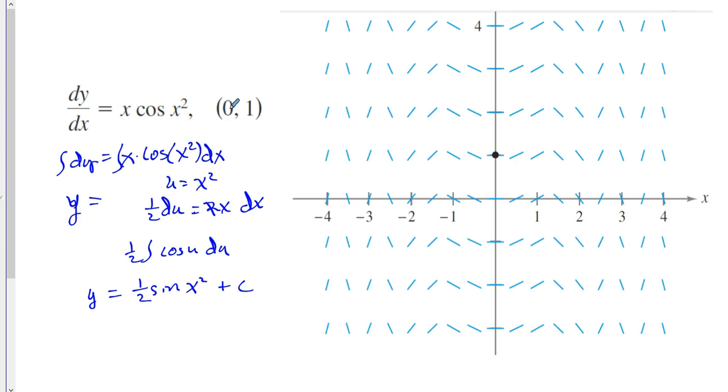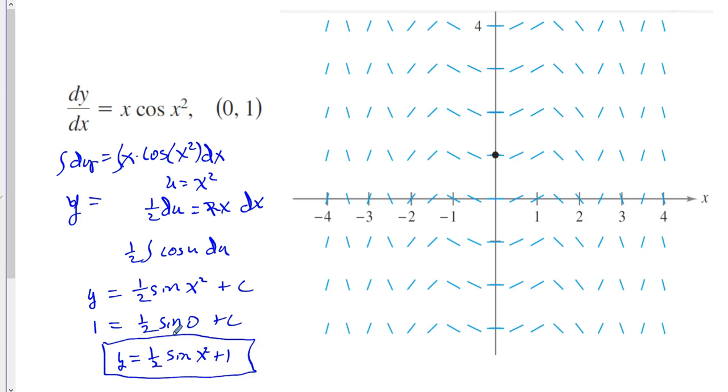In this case, we're given a point. This is a solution point, (0, 1), which apparently makes this true. So if I put 0 in, I have sine of 0 squared, so that's sine of 0. Keep in mind that when you're finding sine, you're finding y values. After 0 rotation, that would give me a y value of 0, times 1/2 is still 0, so c equals 1. So y in terms of x would be 1/2 sine of x squared plus 1. And there is my particular solution to the differential equation.